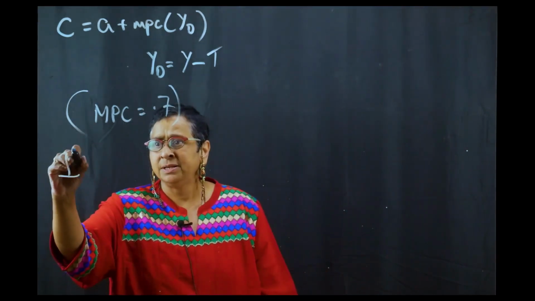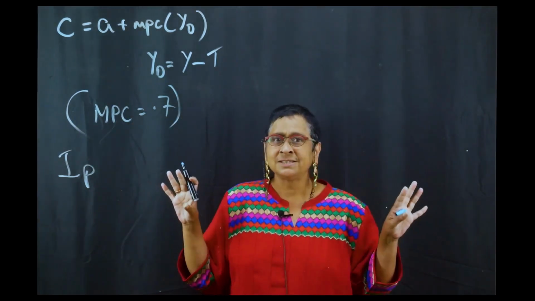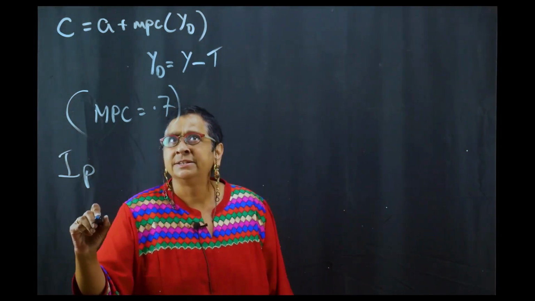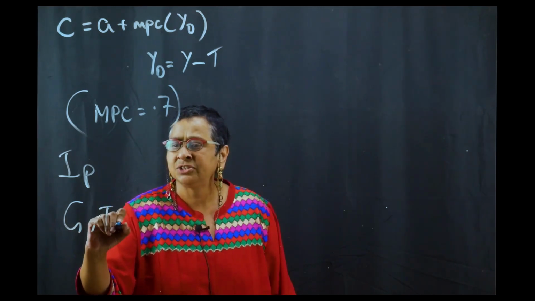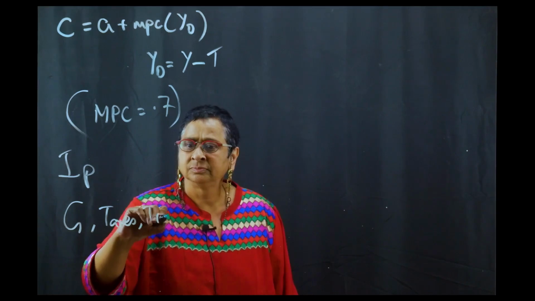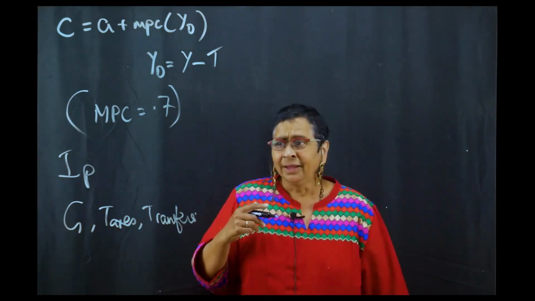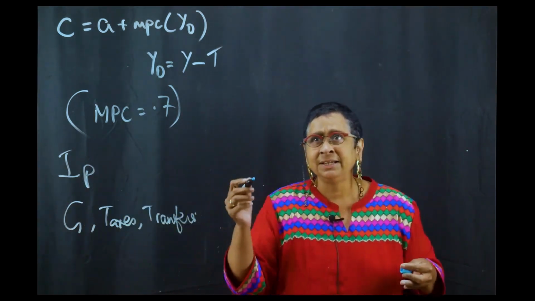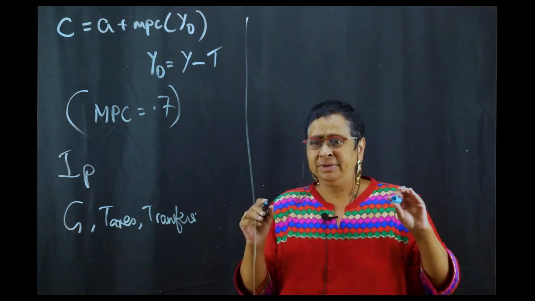Then I have IP. And for now, let's just assume IP is what it is. And we're going to look at what action we get from the government. And I have G. I have taxes and transfers. And I calculated my equilibrium as I did previously. And let's graph this and see what happens in a minute.